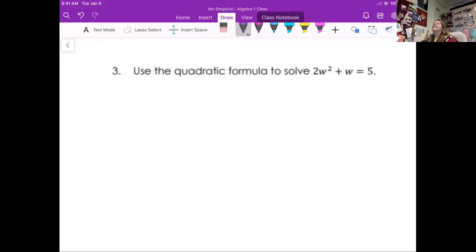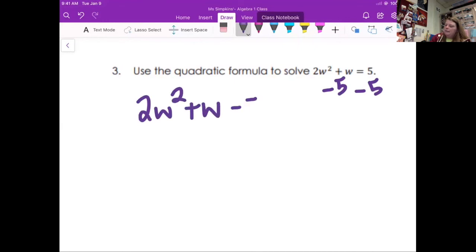Y'all are mean. Okay. So what's the problem with this one? It's not equal to 0. But guess what? We can fix that. How do we fix that? Erase the top. You guys are so smart. So we have 2w squared plus w minus 5 equals 0.